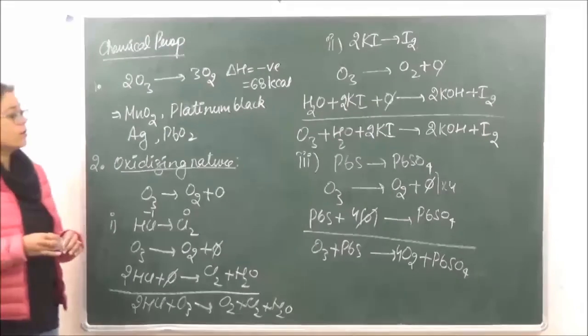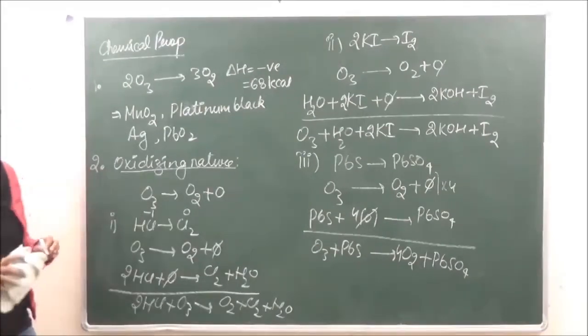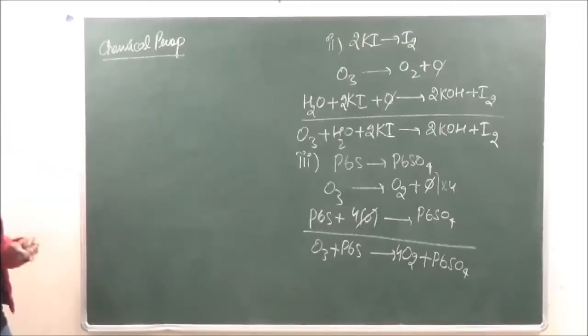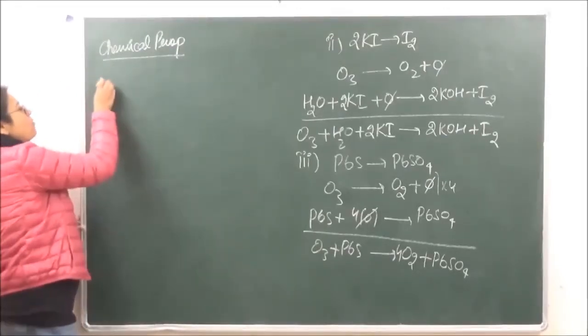Now here another question comes to us: what do we understand by tailing of mercury? Tailing of mercury is another chemical property of ozone.